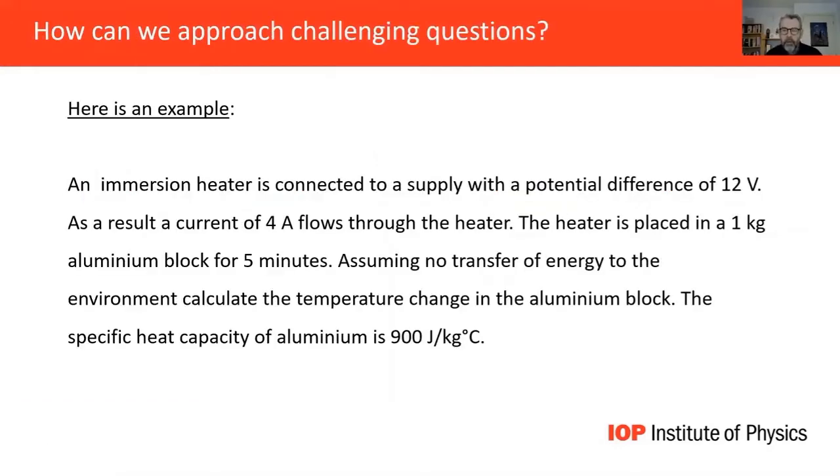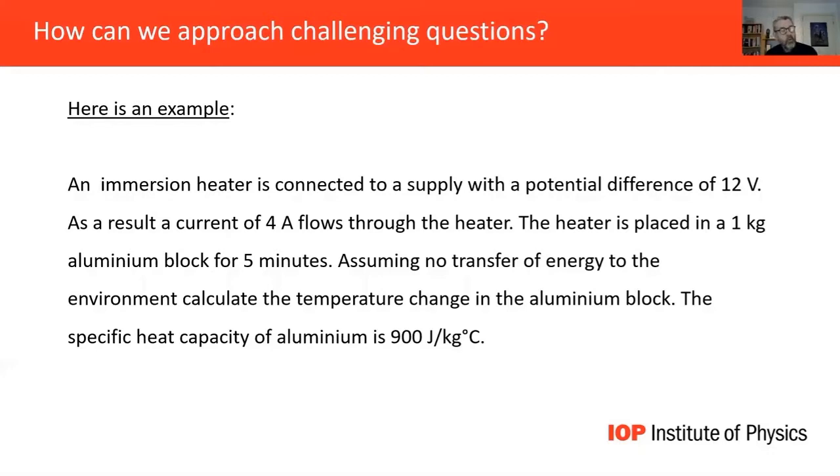In the previous video, we looked briefly at this question without solving it. In this video, we're going to look at a way to solve this question. In this question, we have an immersion heater, and that is supplied with a potential difference of 12 volts, which results in a current of 4 amps flowing through it for a period of 5 minutes. We're going to assume that no energy is transferred to the environment, and as a consequence, we're going to calculate the temperature change in that aluminium block.